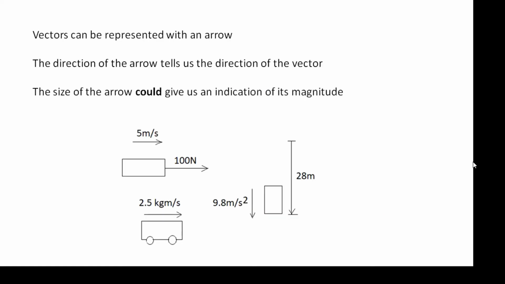Because they have direction, vectors can be represented with an arrow, and the direction of the arrow would tell us the direction of the vector, and perhaps if you were doing a scale drawing, the size of the arrow could give us an indication of how big it is, its magnitude. So a velocity of 5 meters per second, a force of 100 newtons, momentum of 2.5 kilogram meters per second, etc. We can represent all of those with an arrow.